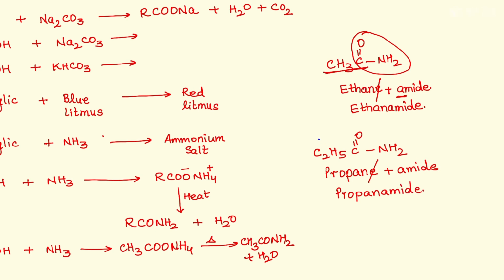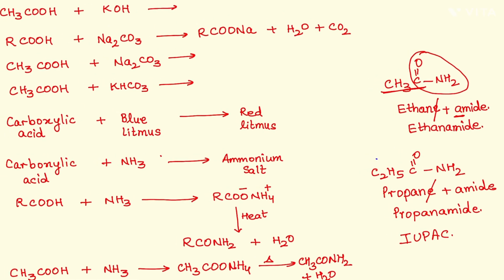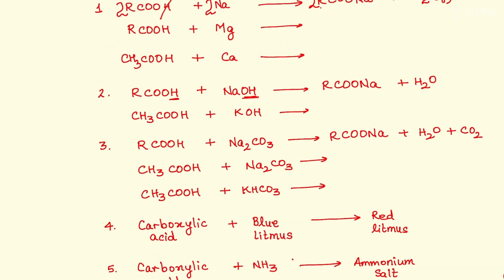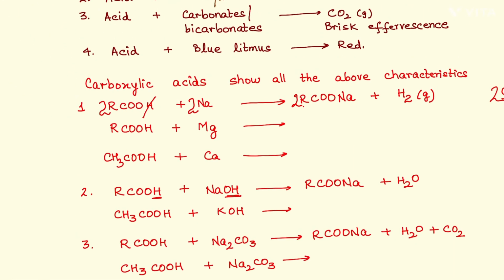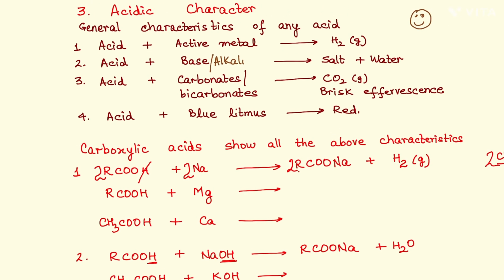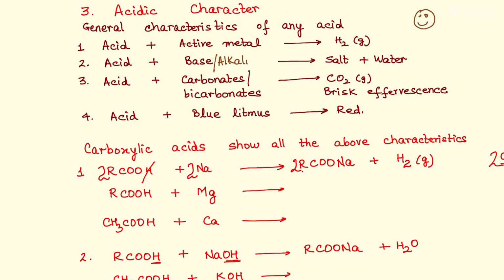Why don't you try the IUPAC system of nomenclature? Why don't you try some examples of that? There are also videos on the channel which deal with IUPAC nomenclature in detail. There's a series of 4 videos where I have spoken about IUPAC nomenclature. Now, in this video, we've only spoken about acidic character. What are the characteristics, properties shown by carboxylic acid?